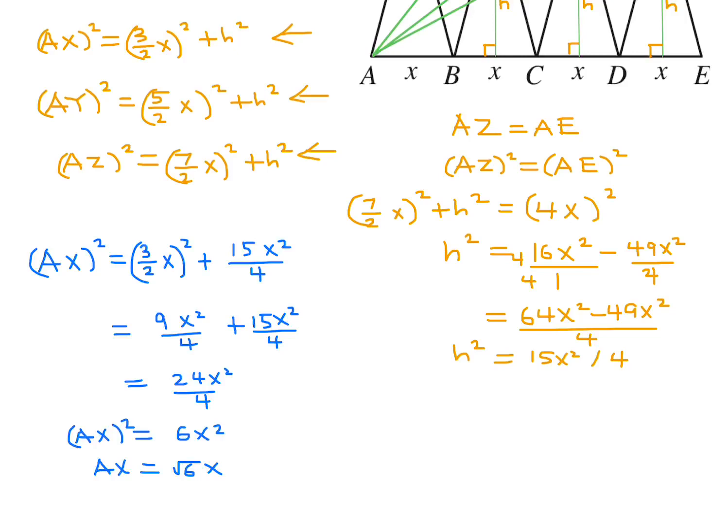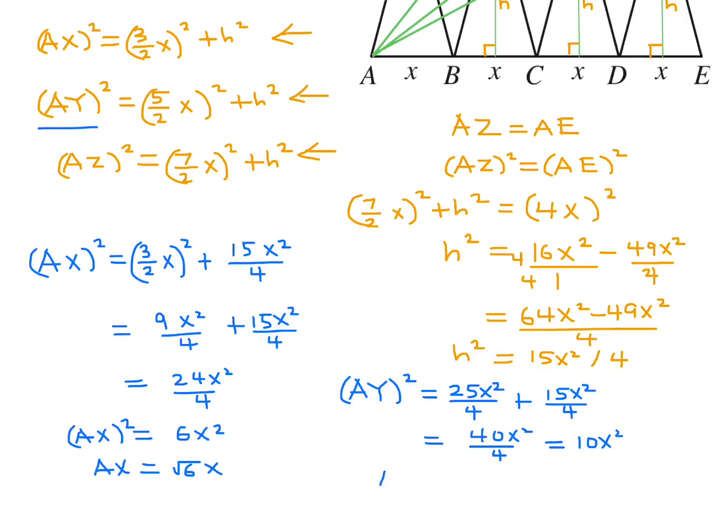Correct? All right, let's do the same thing for AY this time. AY squared is (5/2 x) squared, so that's 25x squared over 4, plus h squared, which is 15x squared over 4. This looks like 25 plus 15 is 40. 40x squared over 4, and that is 10x squared. And therefore AY, we have to take the square root, don't forget that, root 10x.